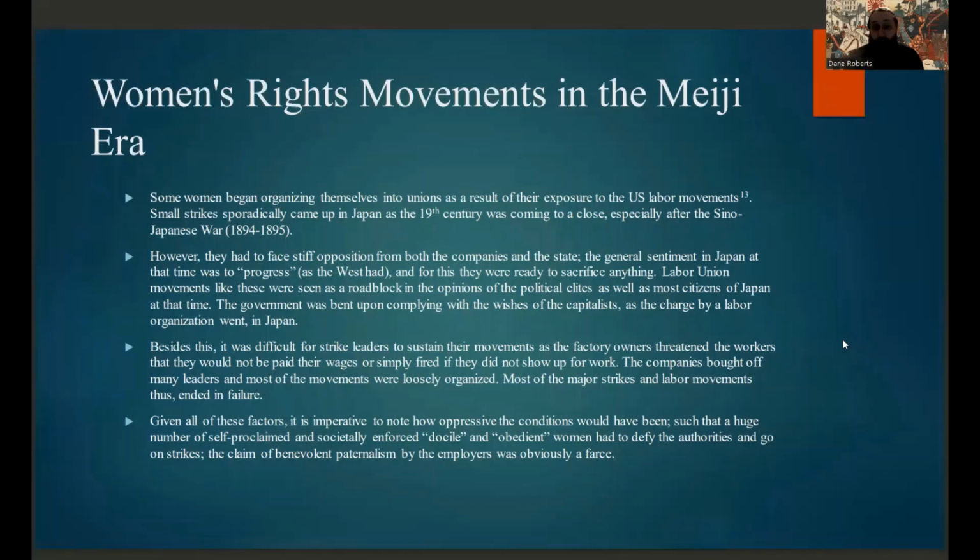These movements were seen as roadblocks and things like that, and the government was bent on only listening to these companies. It was also difficult for leaders to maintain these movements, as factory owners would threaten the workers. But given all these factors, it is imperative to note how oppressive the conditions could have been, such that a huge number of self-proclaimed and societally enforced docile and obedient women had to defy authorities to go on strikes. The claim of benevolent paternalism by employers was obviously a complete farce and lie.